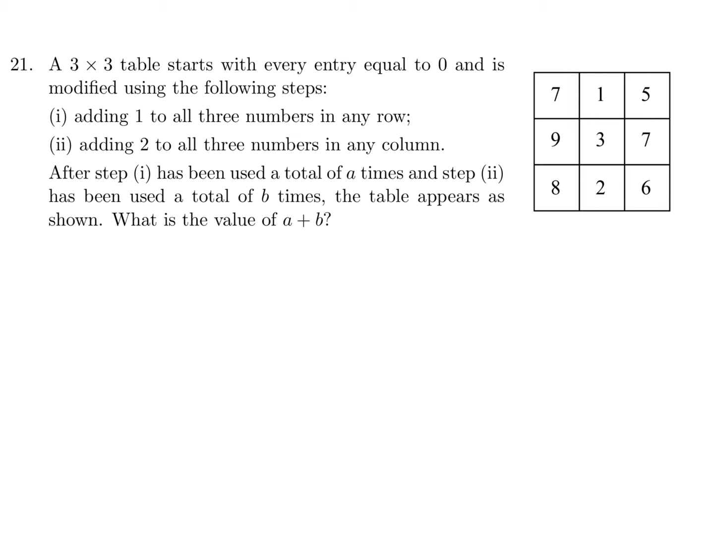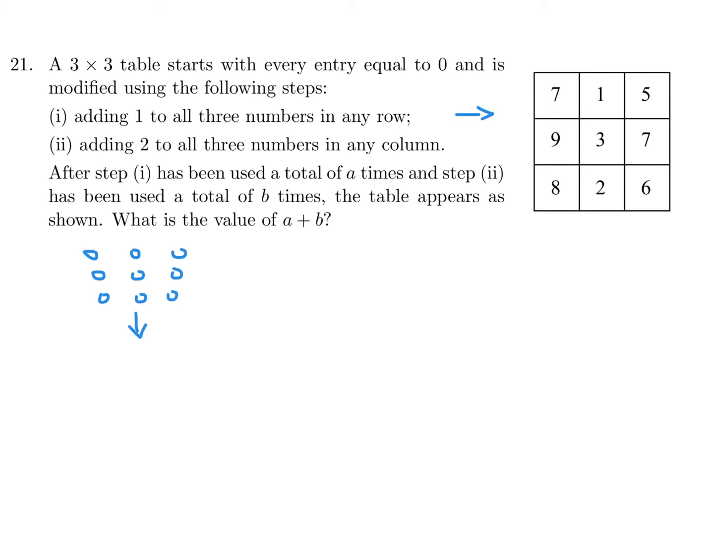A 3x3 table starts with every entry equal to 0 and is modified using the following steps: adding 1 to all three numbers in any row, adding 2 to all three numbers in any column. After step 1 has been used a total of A times and step 2 has been used a total of B times, the table appears as shown. What is the value of A plus B? We are trying to convert a 0, 0 table to this table right here.